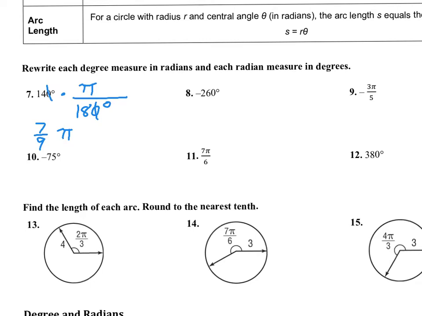Alright, number 8 is also in degrees. So we put degrees on the bottom. 180 degrees is equal to pi. Alright, so this is the same as negative 26 over 18, divide by 2, we get negative 13. Divide 18 by 2, we get 9. So negative 13/9 pi.